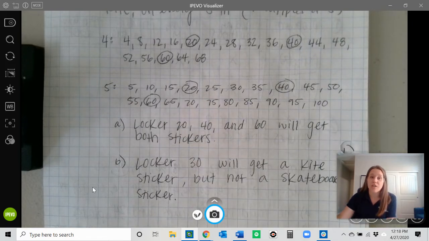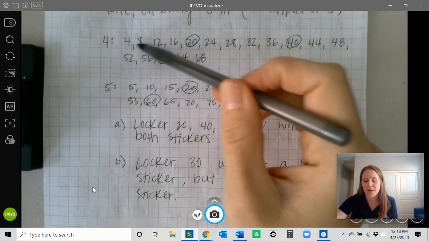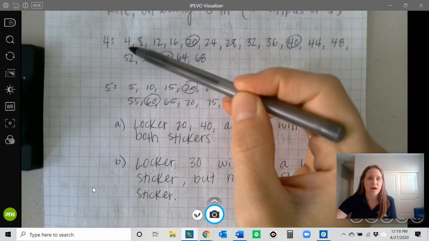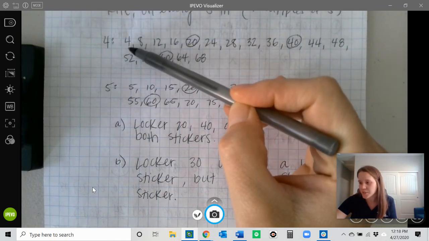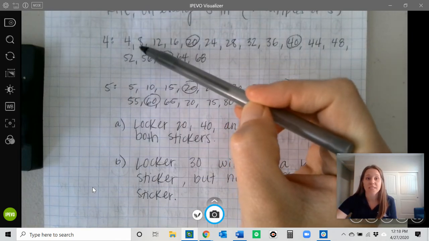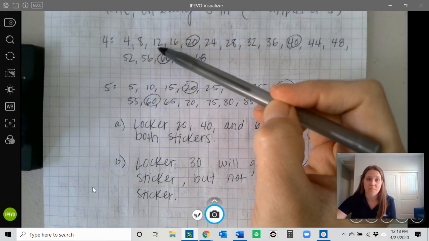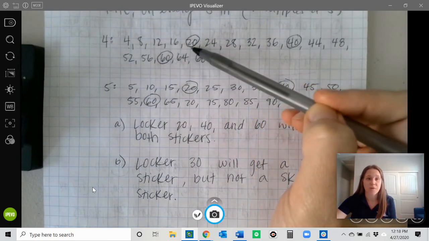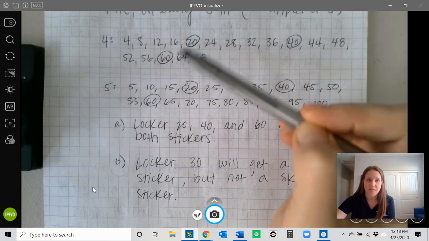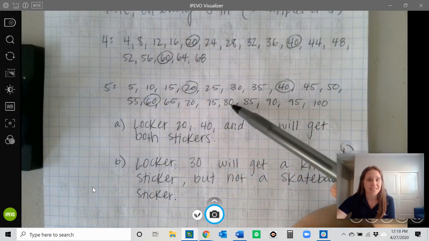Question A said, which lockers would get both stickers? In order to identify that, what I'm really doing is interpreting what these mean. This means that the 4th locker gets a skateboard sticker. The 8th locker gets a skateboard sticker. The 12th locker gets a skateboard sticker. The 16th and the 20th get a skateboard sticker. This list of 5s is which lockers get a kite sticker.